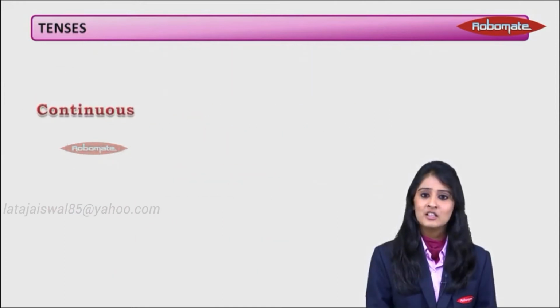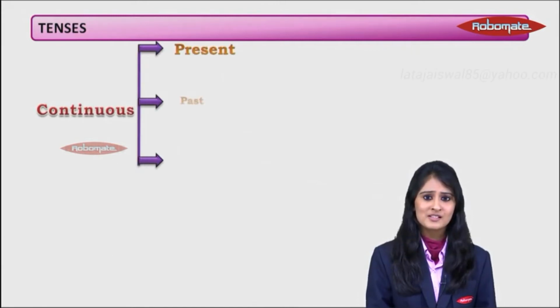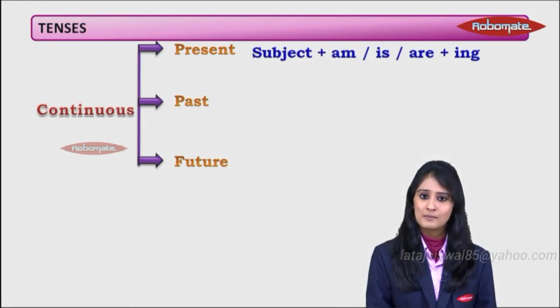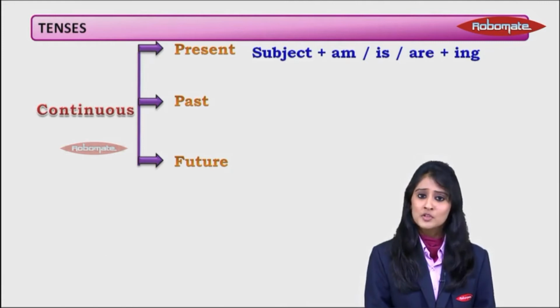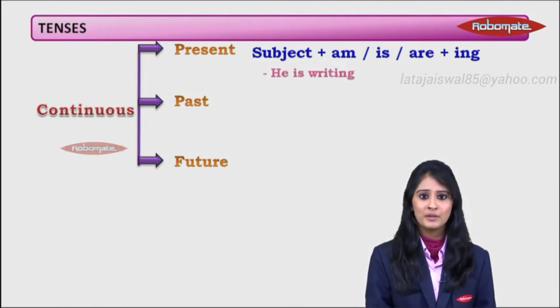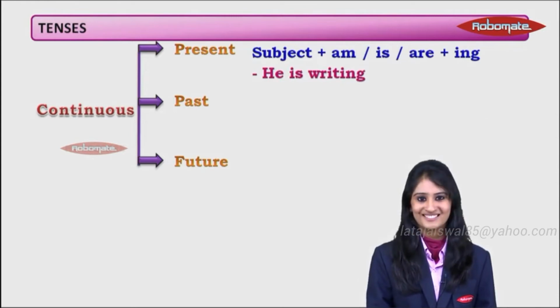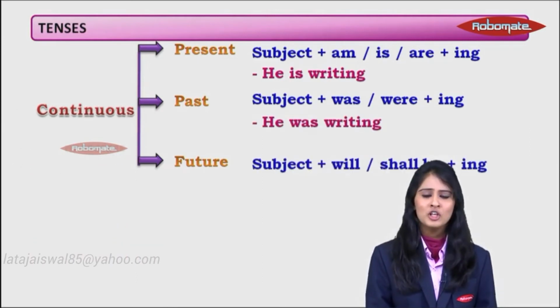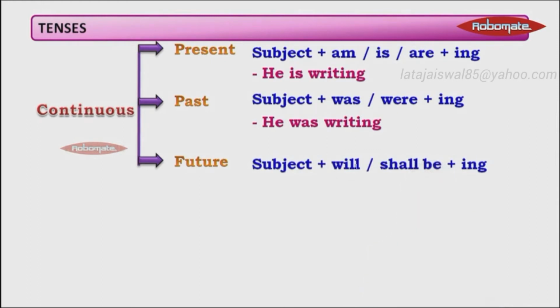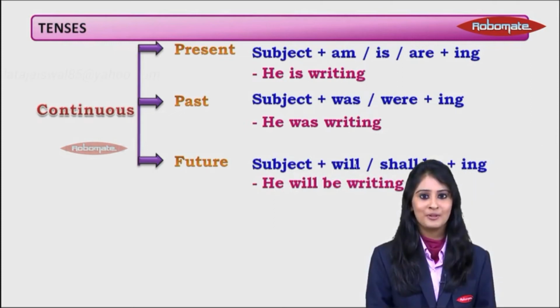Let's take a look at the continuous tenses. First, the present continuous, past continuous, and next, future continuous. The formation of present continuous is on your screen. Subject, am, is, are plus verb plus ing. Of course, we all know that we choose one out of am, is, are, and that depends on the subject. So suppose if my subject is he, my choice will be is, and the answer is he is writing. The past continuous, the subject, the choice between was and were, and ing. So my answer is he was writing. For future, we always have the words like will, shall. So the answer becomes he will be writing. Or if I use the word I, the answer will be I shall be writing.